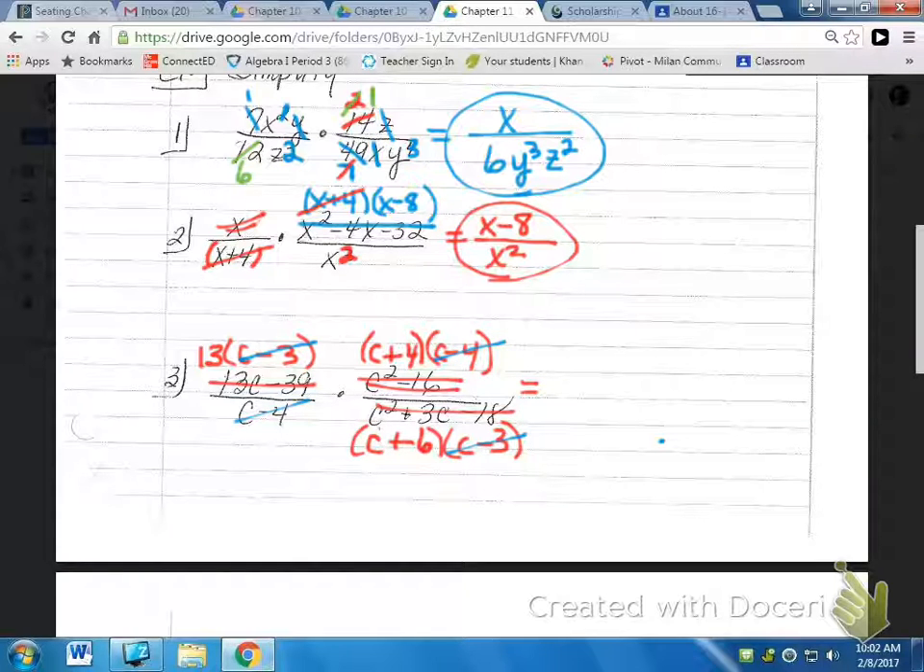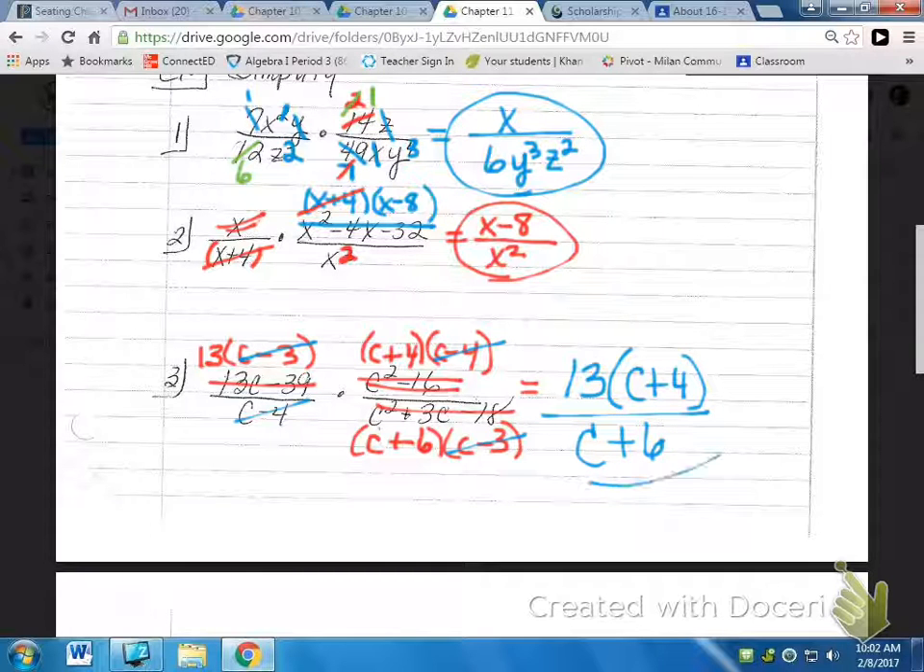And now I'm to the end of the numerator, so I'm pretty much done. I would write my answer because it's a multiplication problem. There's a 13 times the quantity c plus 4, over c plus 6. And that is your answer. Questions about that? All right.